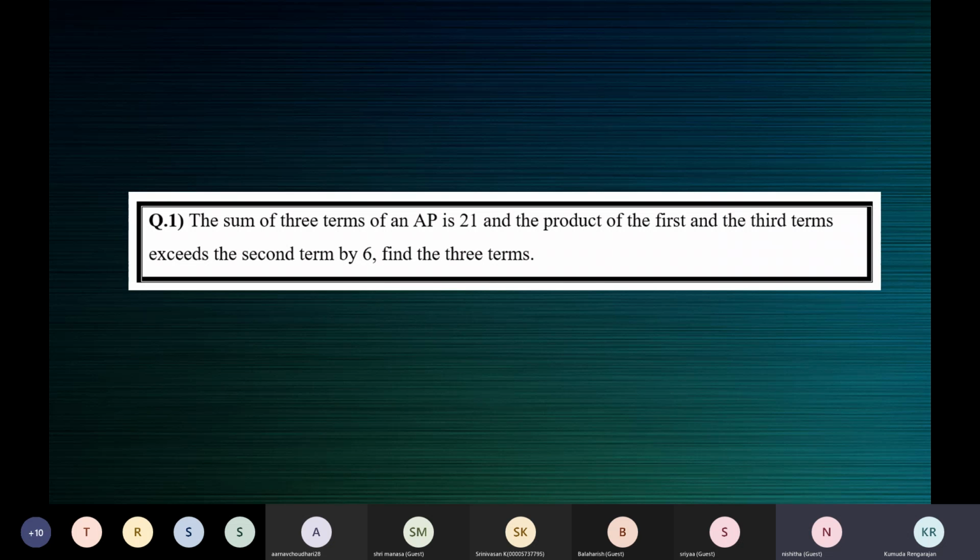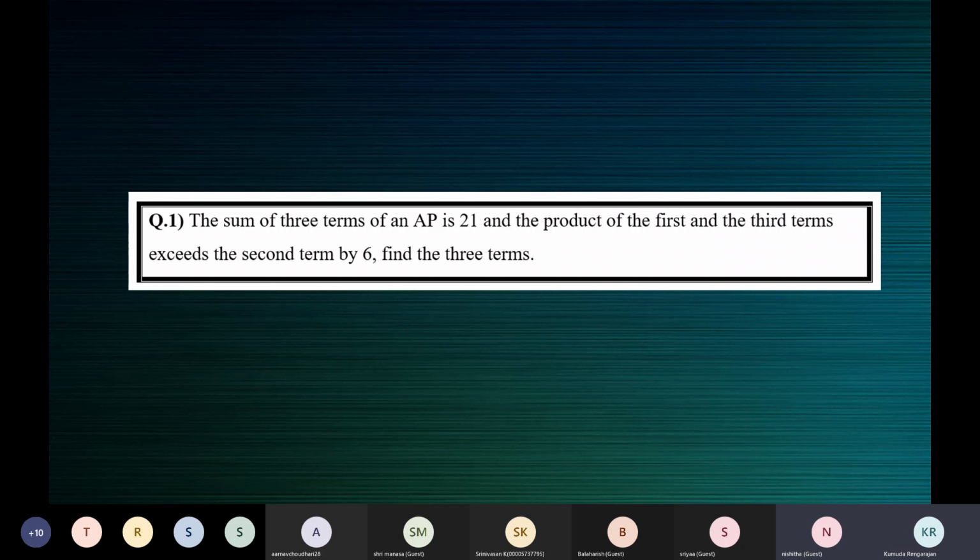The sum of three terms of an AP is 21 and the product of the first and the third terms exceeds the second term by 6. Find the three terms. So the AP has many terms, but the question talks only about three terms of the AP. In this question, the details are about some three terms of the AP.